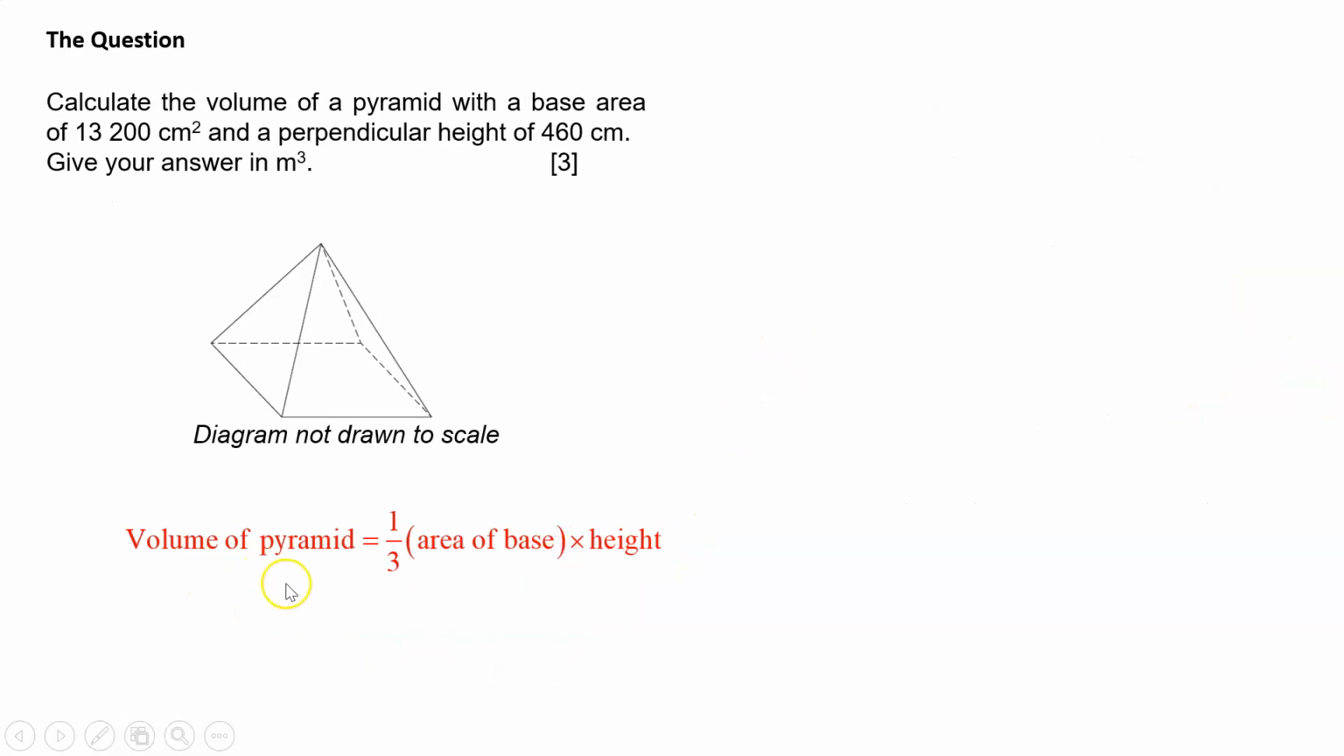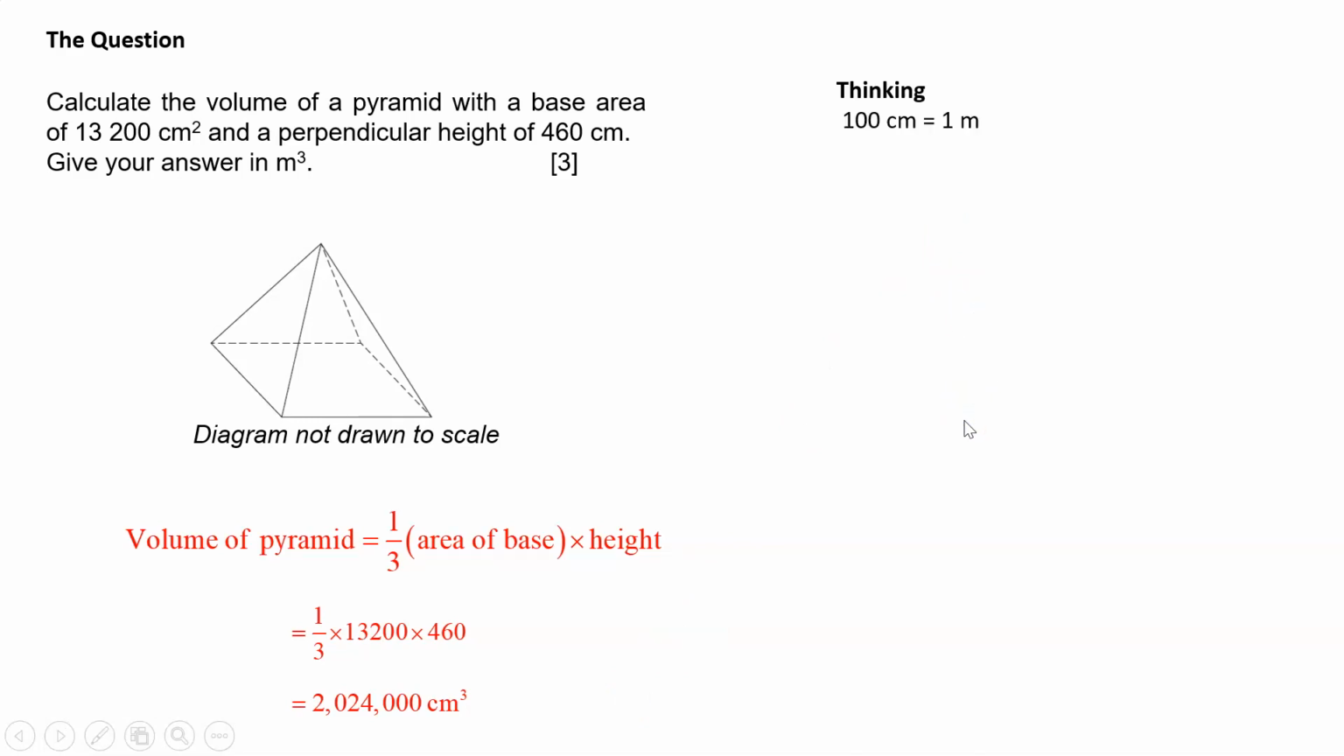So the volume of the pyramid we've decided is 1/3 of the area of the base times the height. So the area of the base is 13,200 centimetres squared. The height is 460. Multiply those and divide by 3, and we get 2,024,000 centimetres cubed. Now we need to convert that.